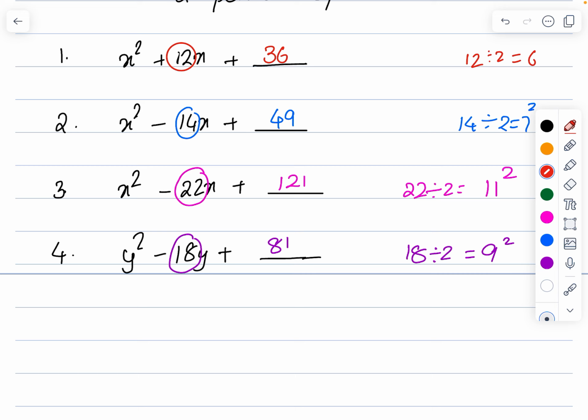So those are the terms which will make it a perfect square. After writing it out, what are the perfect squares? This will be x, the symbol was plus, so plus 6 whole square.